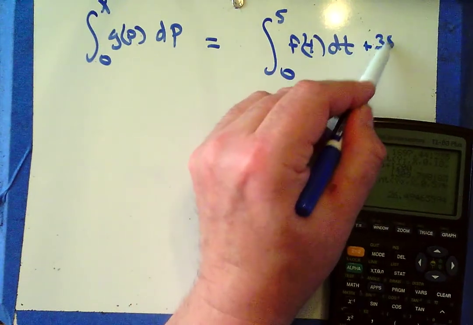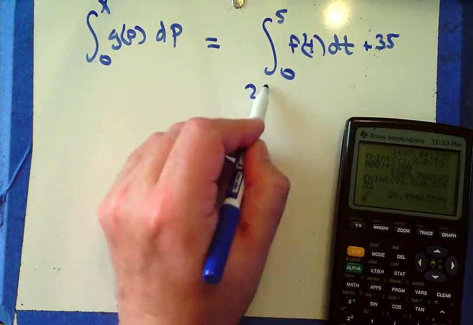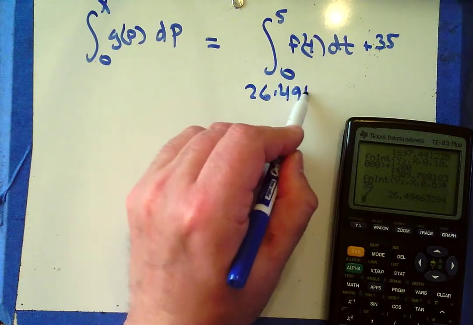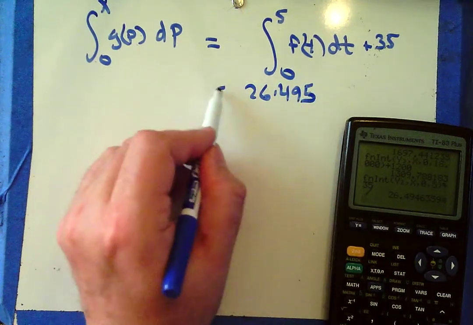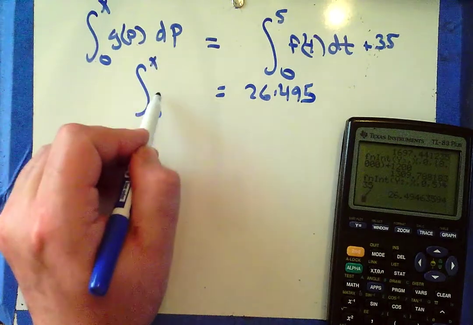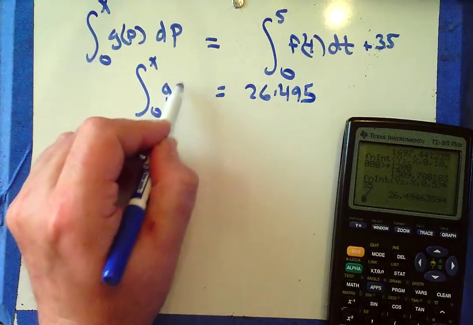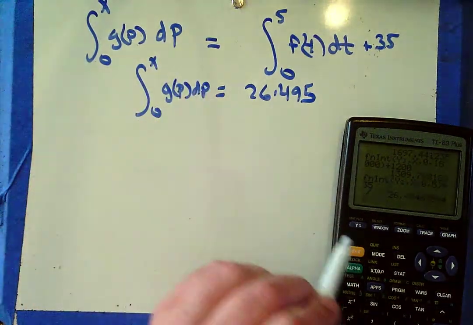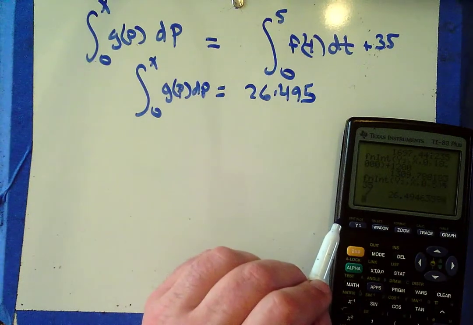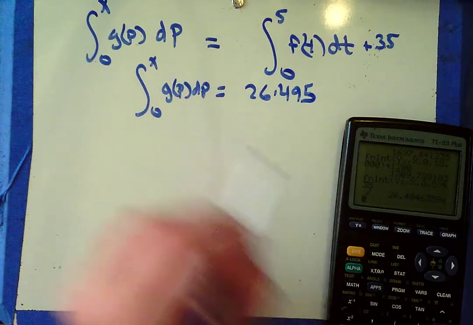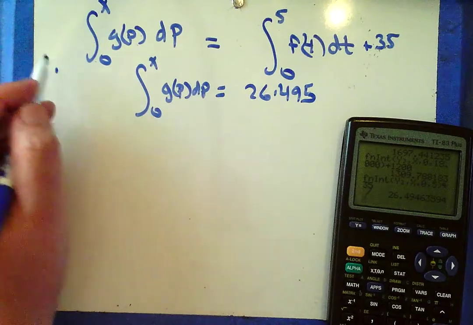Plus 35. I get 26.495 equals the integral from 0 to x of g of p dp. I think I like that one. I'll have to think about that one. Okay, that was 6D.